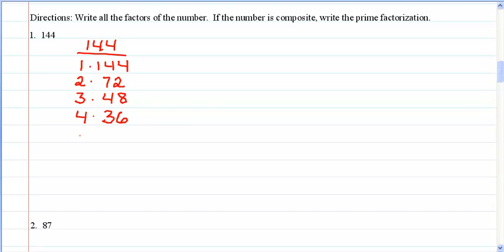5 will not work because 144 does not end in 5 or 0, but 6 will work because its factors of 2 and 3 are both above. Since 3 times 2 is 6, I'm going to look at 3's pair, which is 48, and divide that number by 2 to get 24.